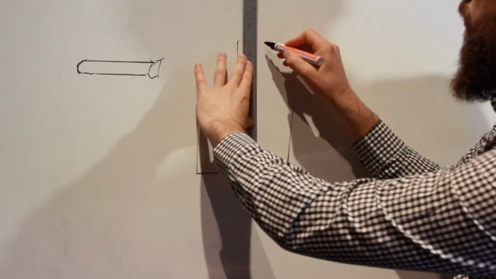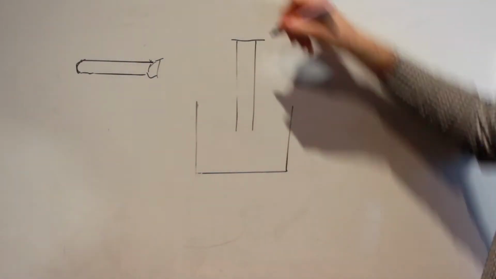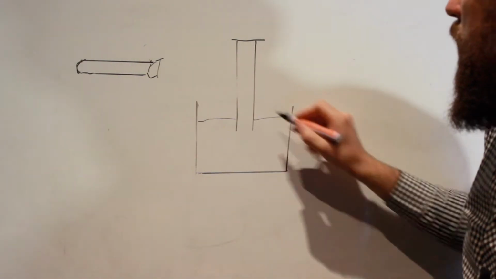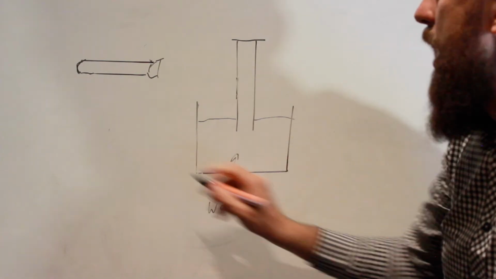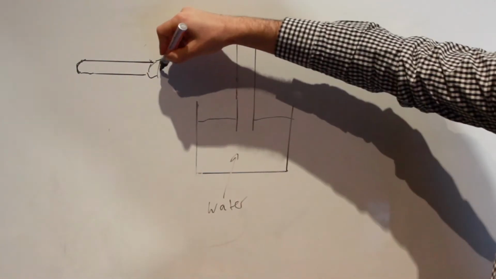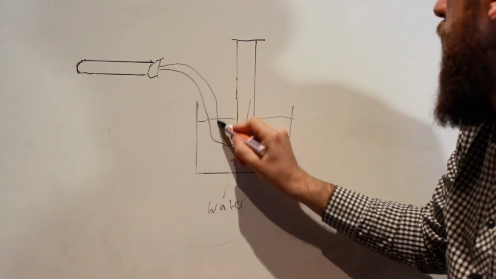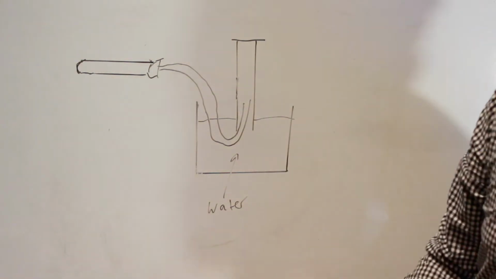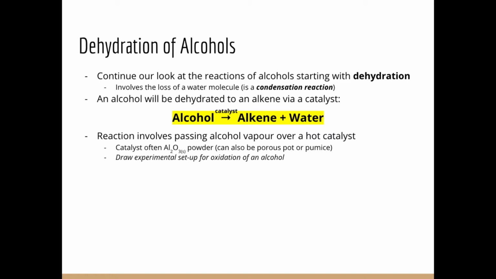This is more difficult with the ruler than it's probably worth, but there we go. So that's the inverted measuring cylinder, and this is the beaker of water. We have our boiling tube and a delivery tube that goes in like that. What we produce is the alkene, and the alkene comes out in the gaseous form. Then the water is just going to join its fellow buddies in the beaker of water.